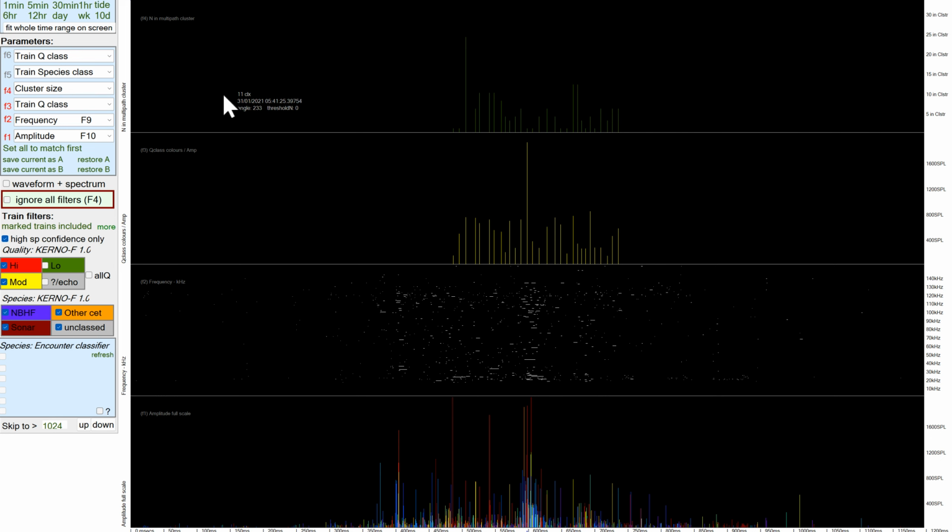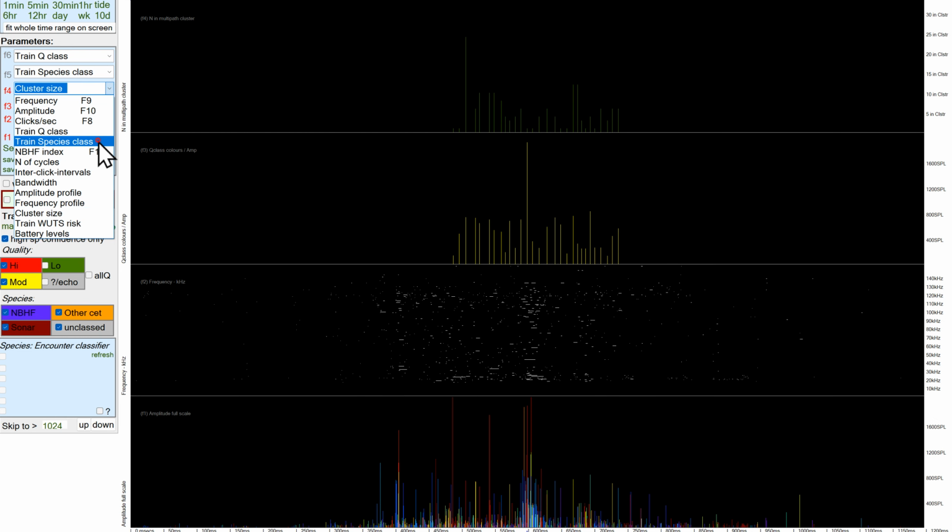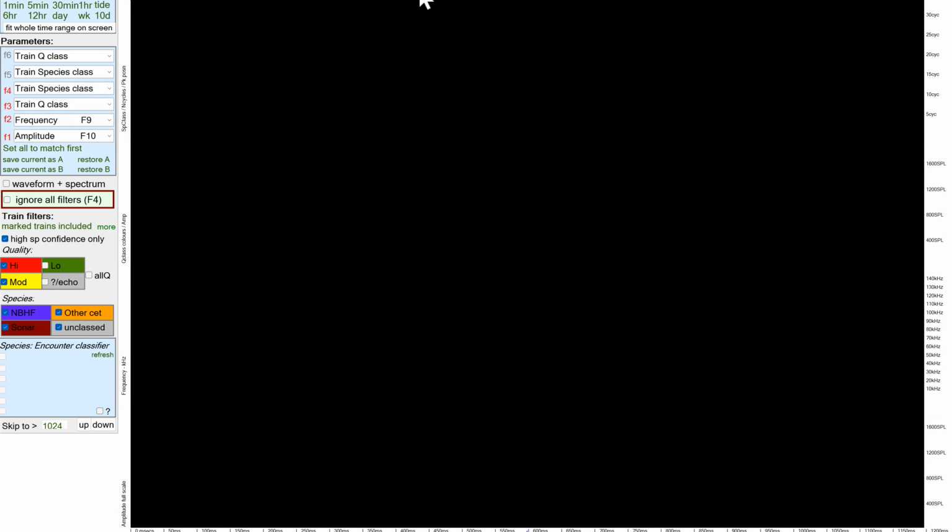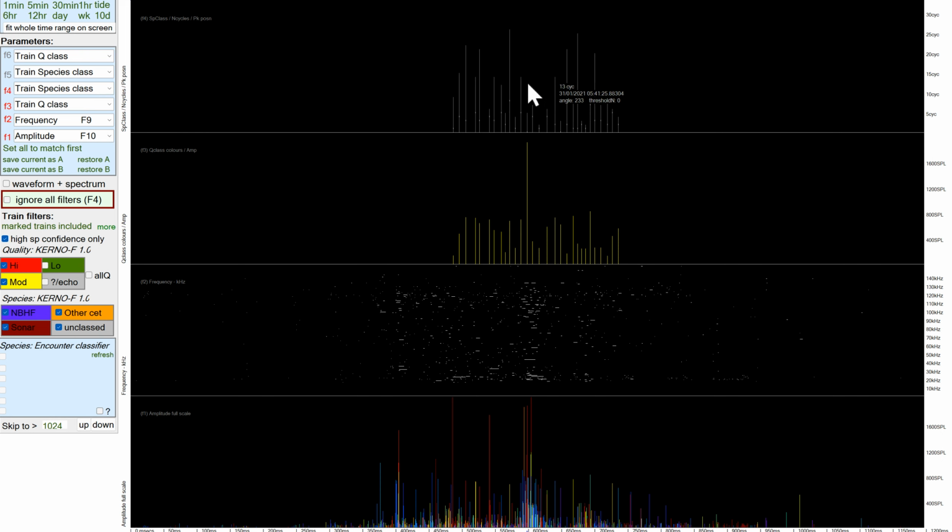So we'll change that from cluster size to species class, and it was unclassed. So although this was wrong, it didn't come from a train source. It wasn't going to affect your data.